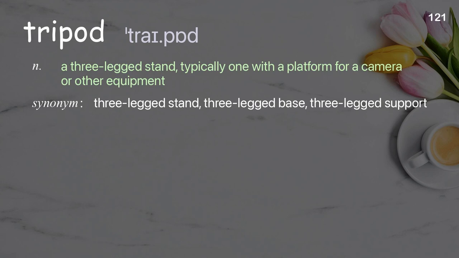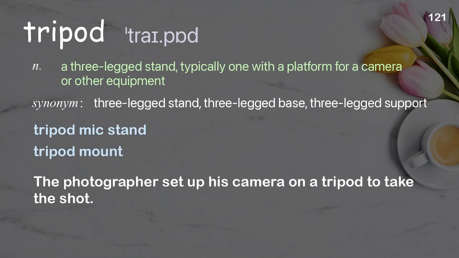Tripod. A three-legged stand, typically one with a platform for a camera or other equipment. Examples. Tripod mic stand. Tripod mount. The photographer set up his camera on a tripod to take the shot.